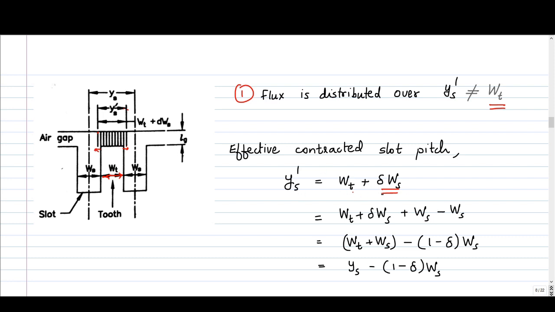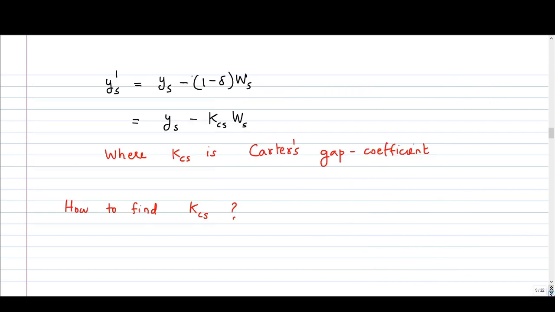So ys dash is wt plus delta into ws. Delta is a fraction, a number less than one. So wt plus delta ws is ys dash, that is the effective or contracted slot pitch. Then in wt plus delta ws, we can add and subtract ws. So I have rearranged this. Wt plus ws I have combined into one term. Then the remaining term is minus of 1 minus delta into ws. Okay, so what is wt plus ws? Tooth width plus slot width is slot pitch ys, and the other term is minus of 1 minus delta into ws. So ys dash is ys minus 1 minus delta into ws.